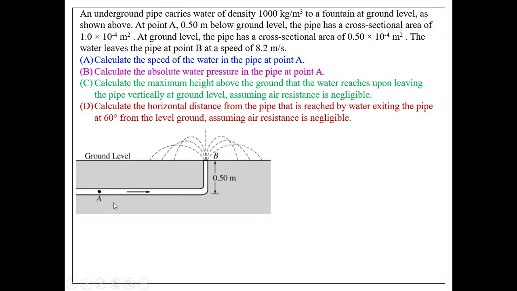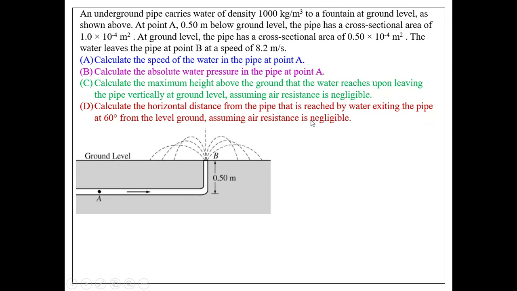So the cross-section area here, where I'm circling with my cursor back and forth, point A, is given as 1.0 times 10 to the negative 4 meters squared. And it says the cross-section of the pipe at point B is narrower, which is 0.5 times 10 to the negative 4 meters squared. And the speed that the water exits at point B is given as 8.2 meters per second, and it wants us to find A, B, C, and D.